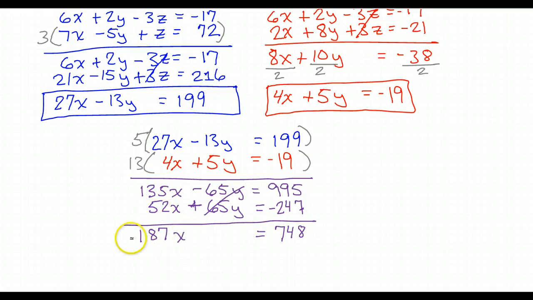Combining these like terms, you get 187x and then 748. Isn't 187 the police code for homicide? If so, I've been watching too much TV.